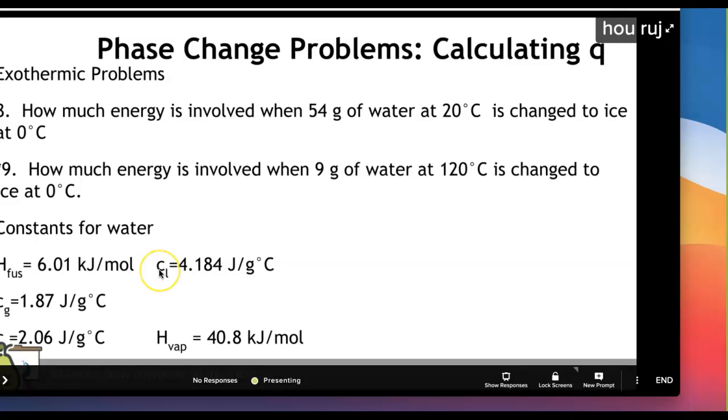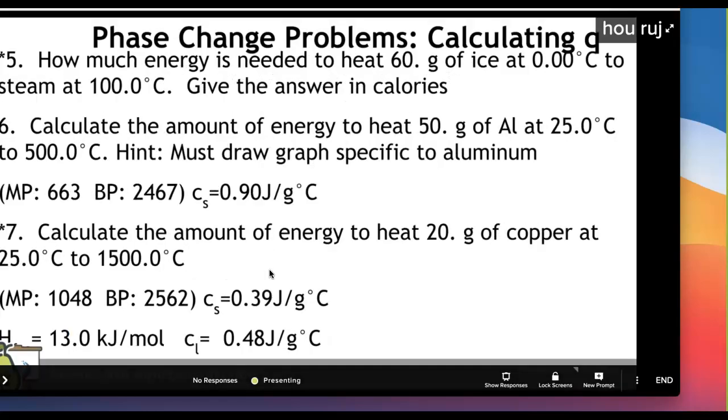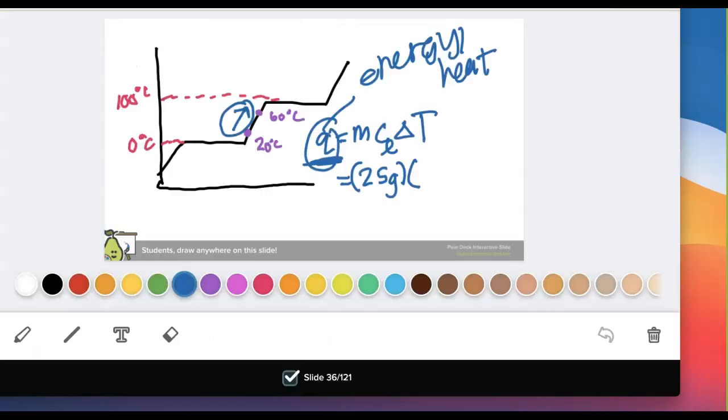So the specific heat, this little c, of liquid water, this is an L, is 4.184 joules per gram degrees Celsius. So that's what we plug in for C. 4.184. It's a constant that we just looked up in a chart.